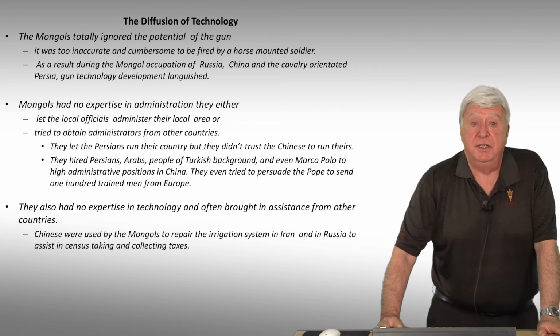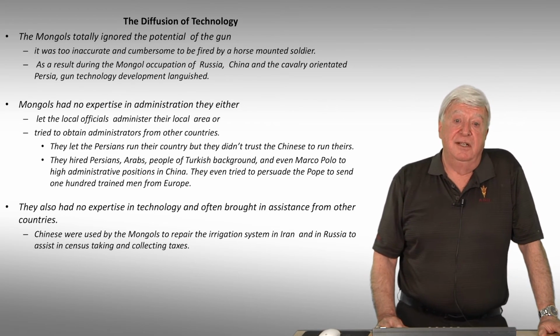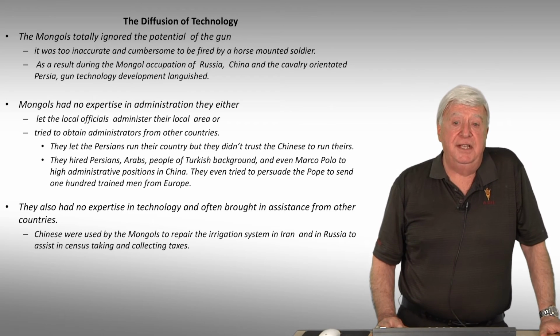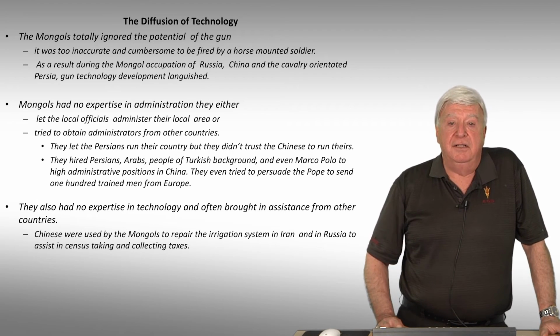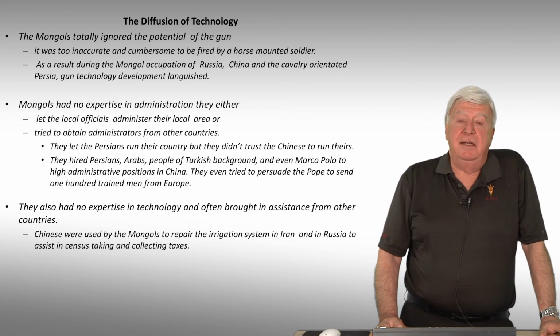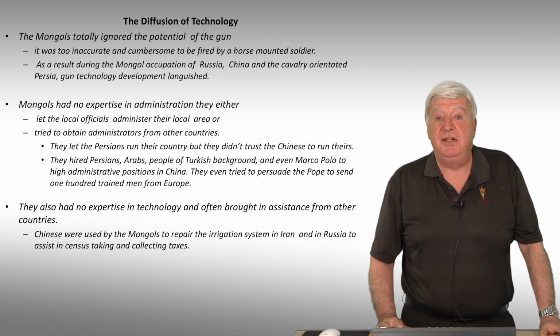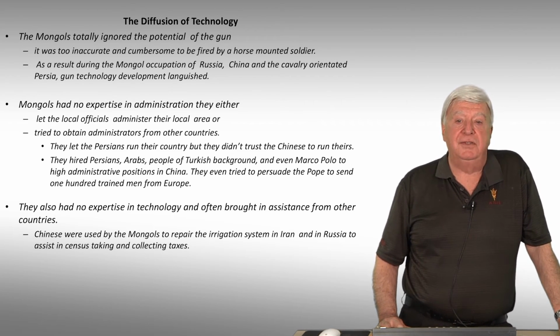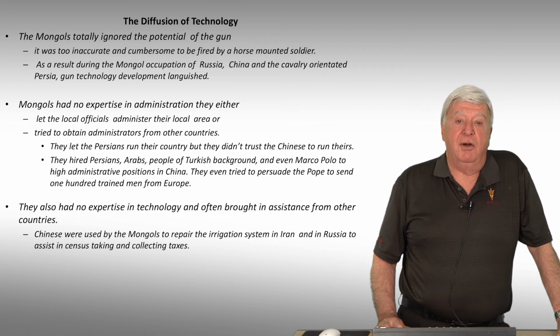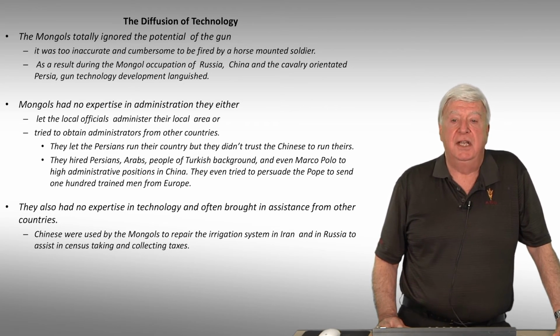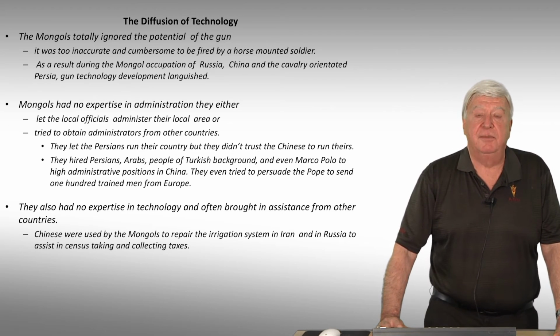The diffusion of technology. The Mongols seem like an interesting bunch. First, they totally ignore the potential of the gun, as they felt it was too inaccurate and cumbersome to be fired by a horse-mounted soldier. As a result, during the Mongol occupation of Russia, China and the cavalry-oriented Persia, gun technology development had languished. Then, because the Mongols had no expertise in administration, they either let the local officials administrate their local area, or they tried to obtain administrators from other countries. They also had no expertise in technology and often brought in assistance from other countries.